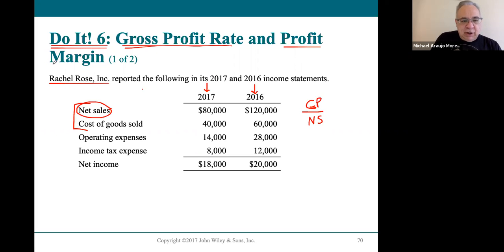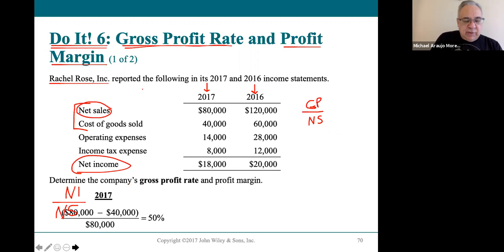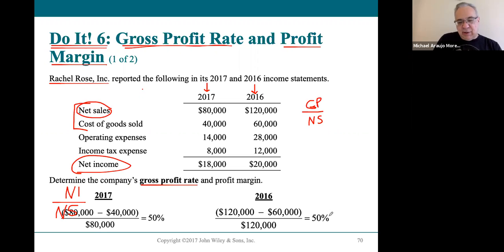The profit margin is the net income divided by the net sales, right? It's the net income on the top, net sales on the bottom. That'll give you your profit margin. And so again, that's relatively easy. So what you've got here is the gross profit rate for 2017 is 50%. For 2016 is also 50%. So for this particular company, they have a 50% gross margin or a 50% markup.